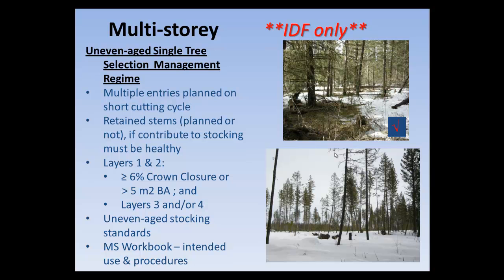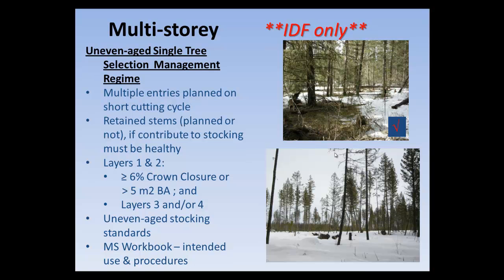So it means multiple entries are planned on a shorter cutting cycle, somewhere between 20 to 40 years, usually less than 40 years. Retained stems, planned or not, if they contribute to stocking, must be healthy. So there's damage criteria around the stems that are left that have some rigor as far as acceptability.